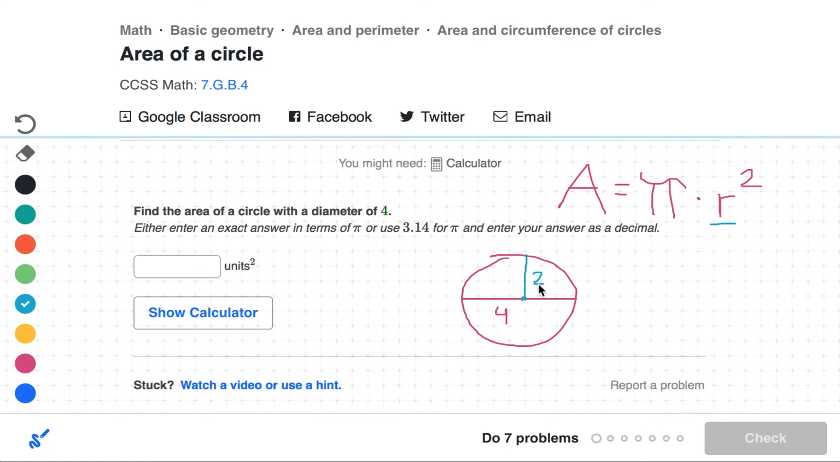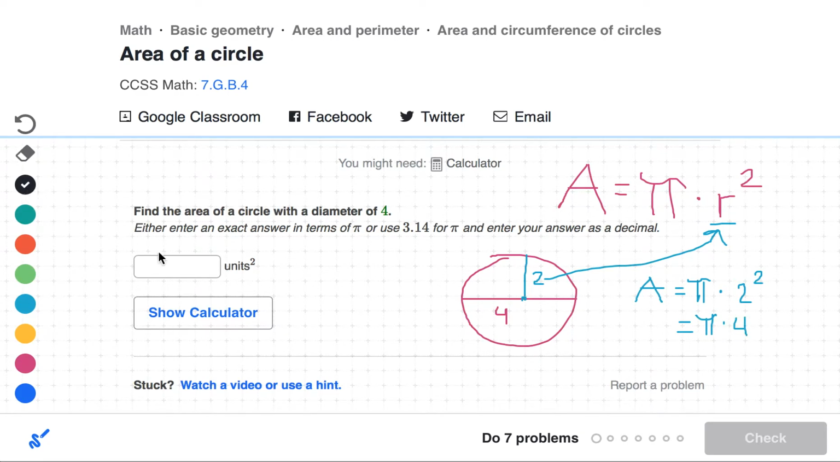So if the diameter is 4, the radius is 2. Now we're going to drop this 2 into our recipe, and we get the area is pi times 2 squared. 2 squared is 2 times 2, that's 4. So the area is pi times 4.